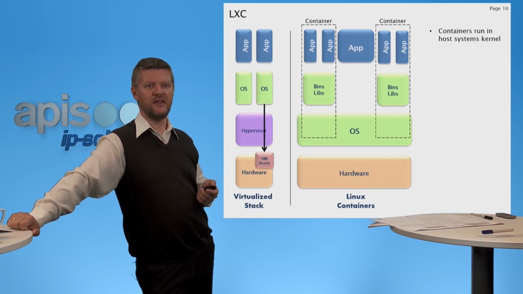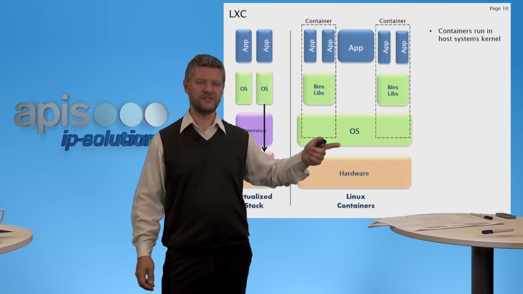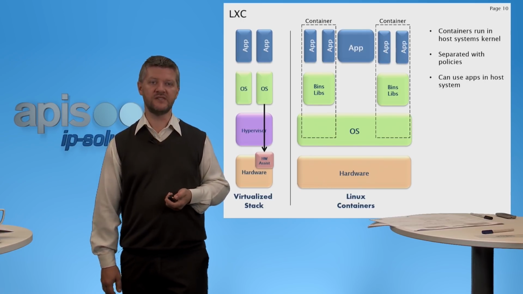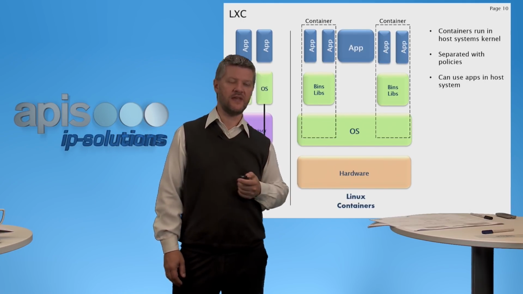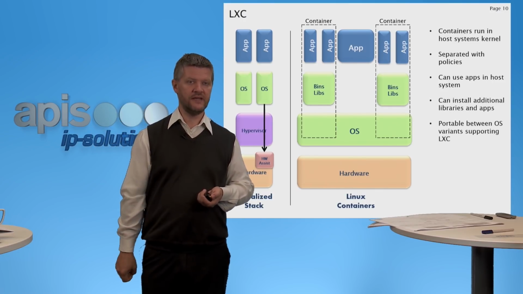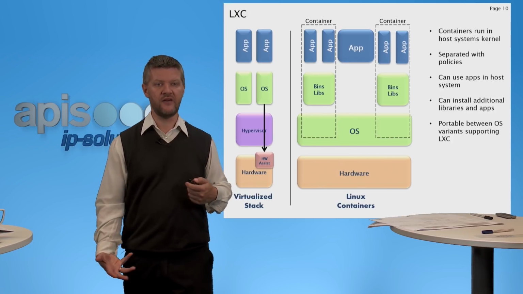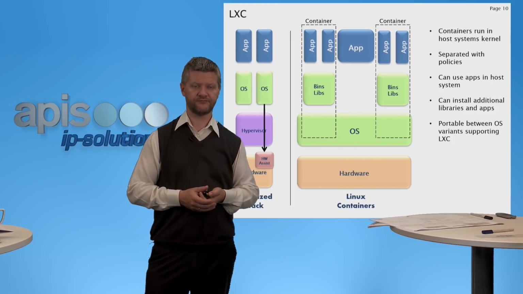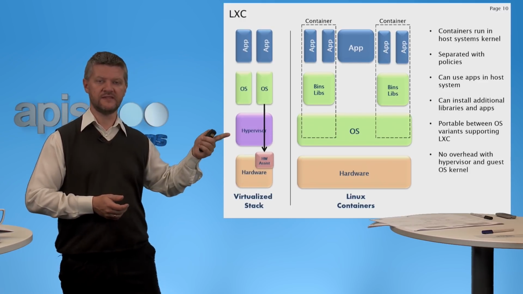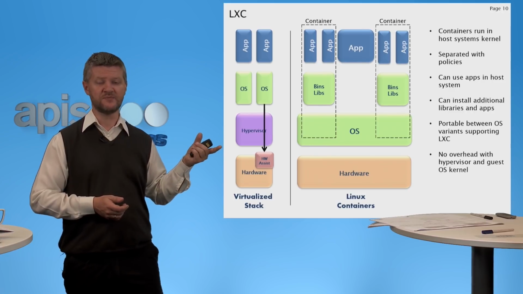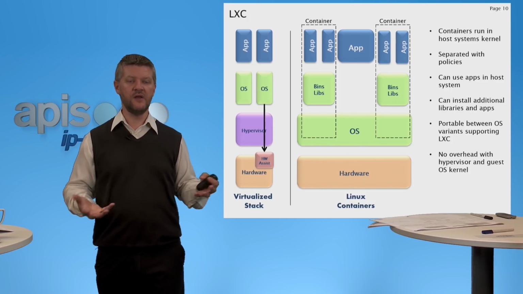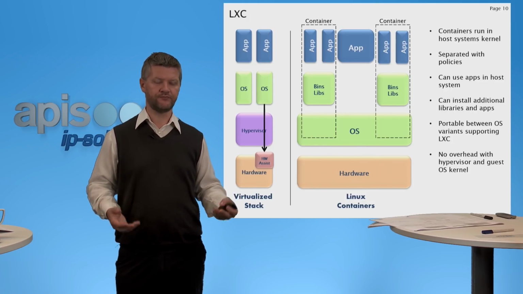So these containers run in the host system's kernel. This is the host system, the mother Linux. Separated with policies, you can use applications in the host system, but you can't see the applications in another container. You can install additional libraries and applications. It is portable between all the operating system variants supporting Linux containers. And there's no overhead with a hypervisor. So here, this hypervisor adds a little bit of overhead, as little as possible, but more than zero. Here it's essentially zero.